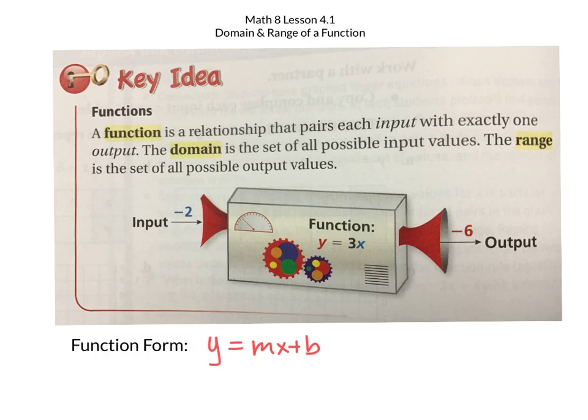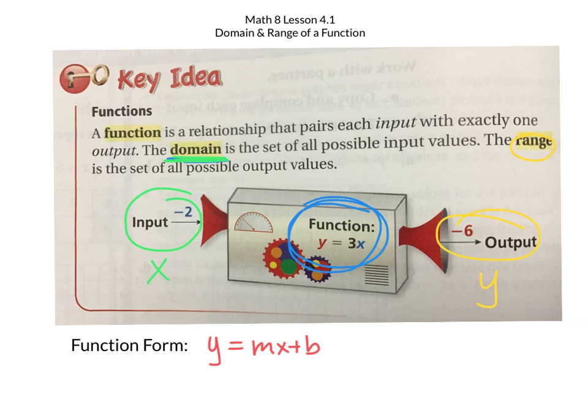So here we have a cute little definition with a little machine to help you kind of picture this in your head. A function is a relationship that pairs each input with exactly one output. Okay, so think of function as the formula that makes the machine work. The domain is all of the input values, or x. The range is all of the output values, or y.